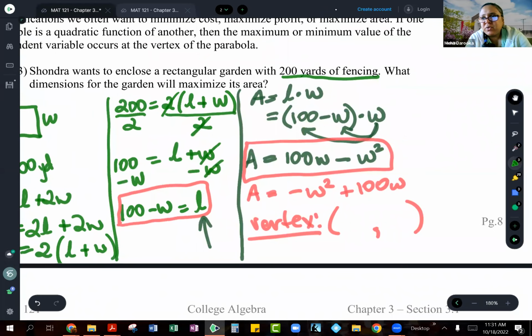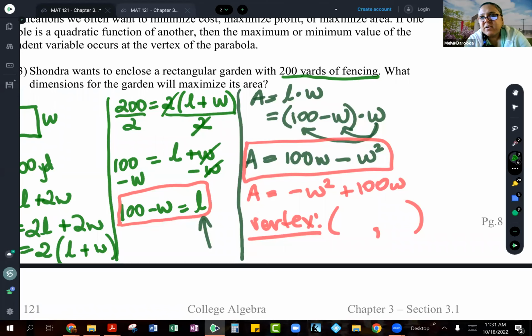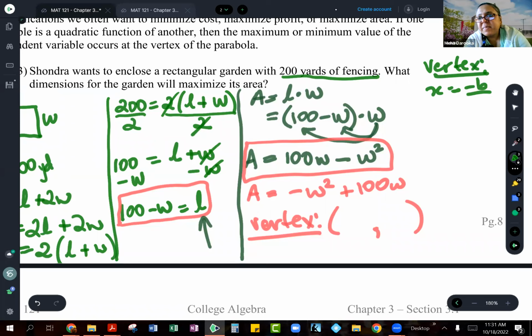So remember, when your equation is given in the standard form like we have here, to find the vertex, we use x equals negative b divided by 2a. So in this case, our negative b of course is going to be the 100.